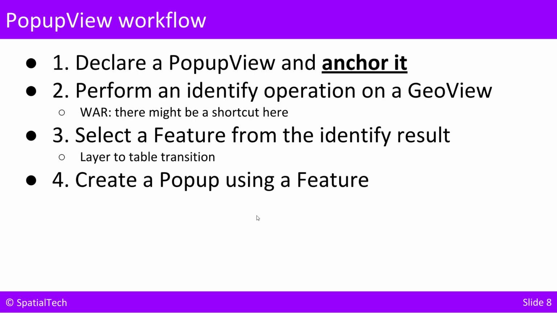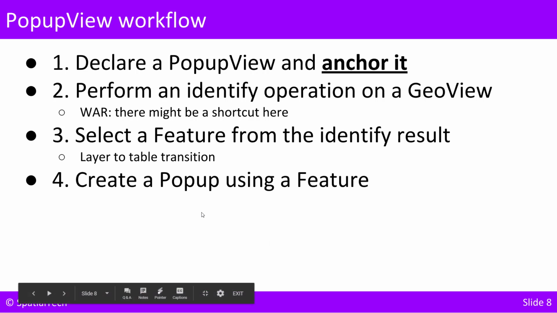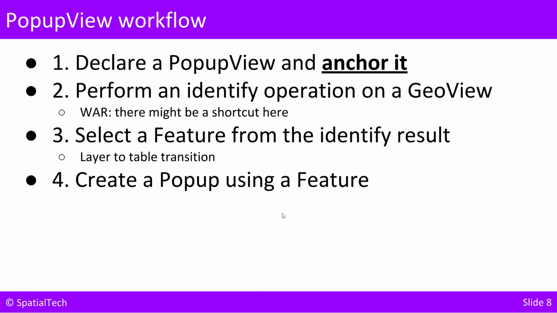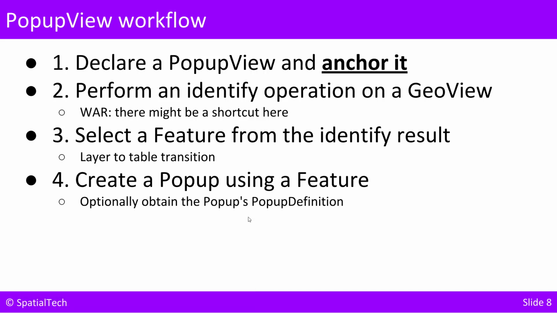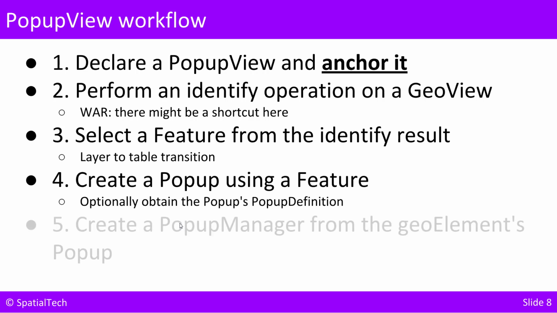And then basically, if we get a hit, what does that mean? Well, a feature got selected, or a series of features got selected. We need to create a pop-up using that feature. Now, a pop-up is not a visual element yet. A pop-up view is, but a pop-up is not. So we're going to create a pop-up based on the feature and that sort of thing. And then eventually, by doing that, we can get the pop-up definition. And that's usually from the table, just so you know.